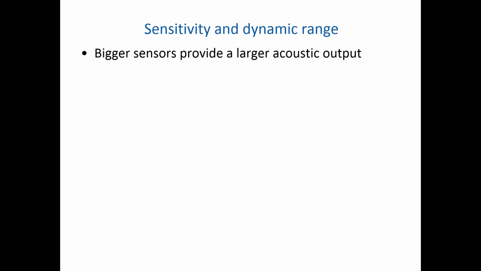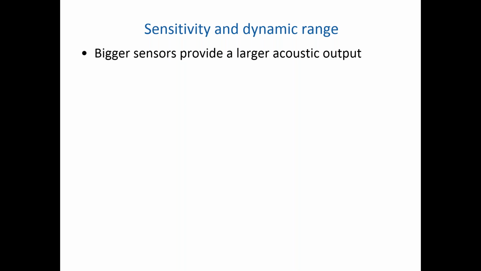We also mentioned sensitivity and dynamic range. It's certainly true that bigger sensors provide a larger output. But as we've also seen, they can result in a more directional response, and they can result in a situation whereby you have greater amounts of spatial averaging. So choosing the size of sensor is something we need to consider carefully.